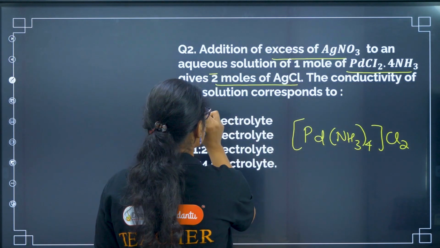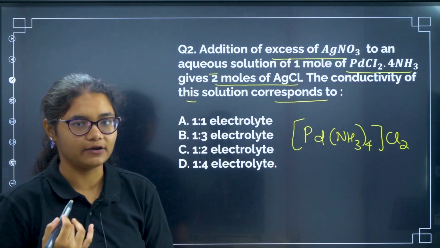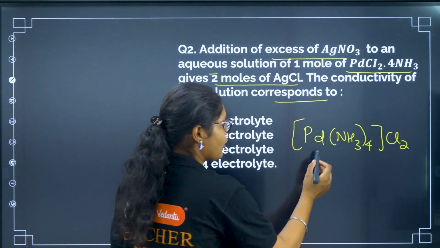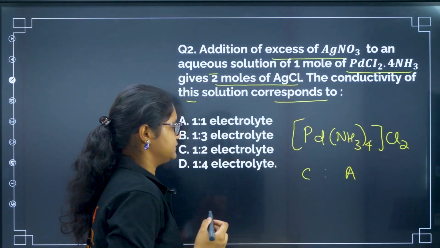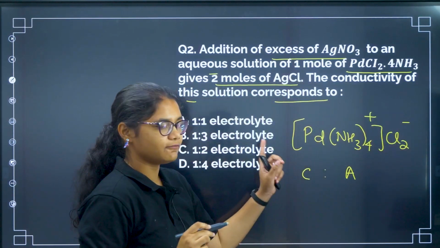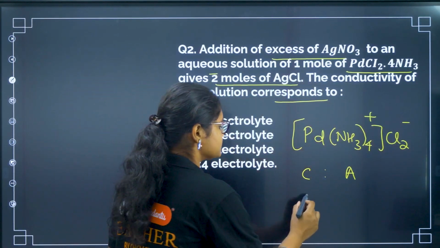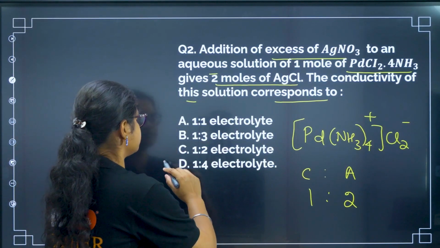Next, the conductivity of this solution corresponds to. How do we find this? It is just the ratio of cations to anions, right? You see this one is the cation and this part is the anion. We have 1 cation and 2 anions, so I can write 1:2. So the correct answer for this is option C.